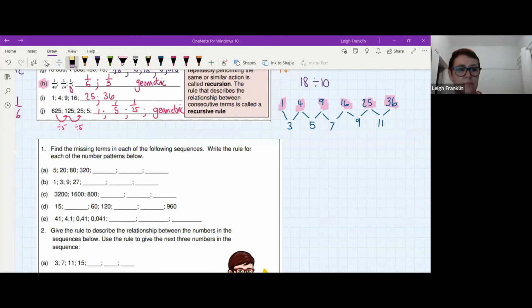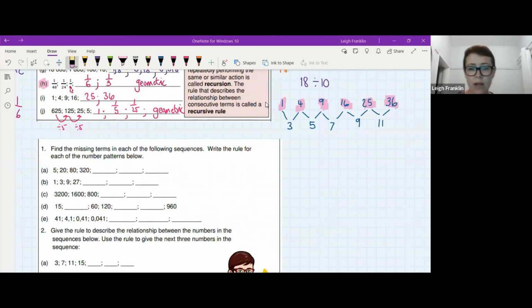Dividing by 4. Okay, but are we multiplying, dividing, adding, or subtracting? I think we are dividing. Okay, but the numbers are getting bigger, aren't they? So we've gone from 5 to 20 to 80. So we are multiplying. We are multiplying, absolutely.